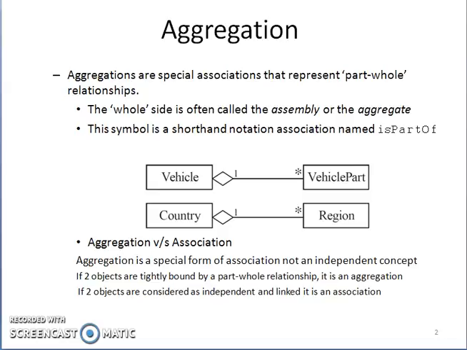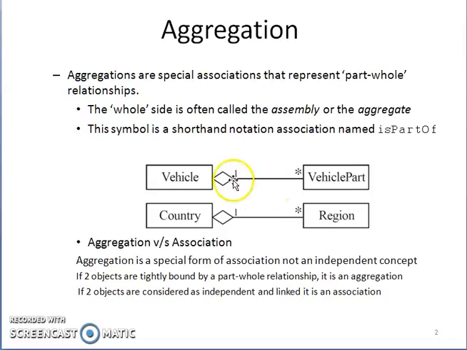Aggregations are special associations that represent part-whole relationships. The whole side is often called the assembly or the aggregate. This symbol is a shorthand notation for the association named is part of. We call this rhombus as is part of, and it is called an aggregation.